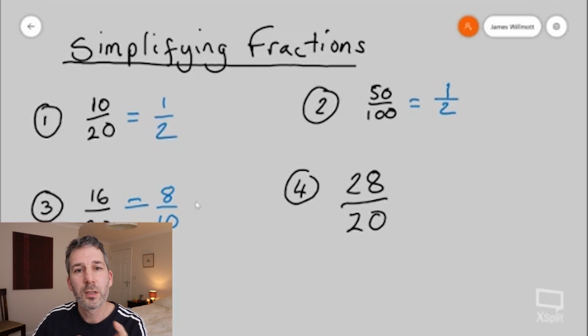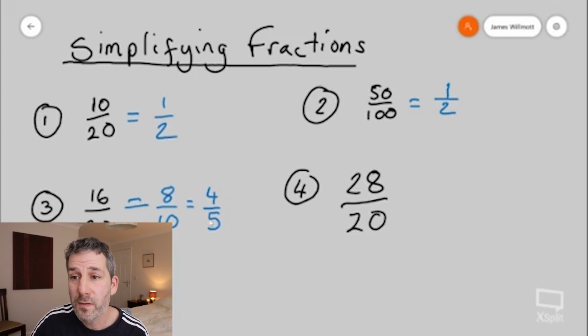Then we've got this new fraction, 8/10ths, or 8 out of 10, and we can repeat the process. Do those numbers divide by 2? And yes, they do, don't they? 8 divides by 2, which gives you 4, and 10 divides by 2, which gives you 5. So we end up with 4/5.